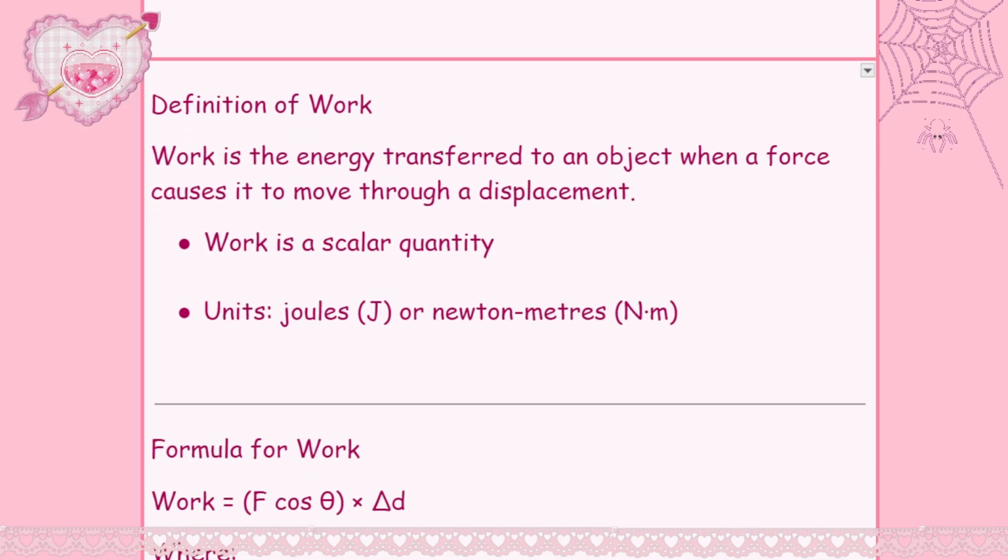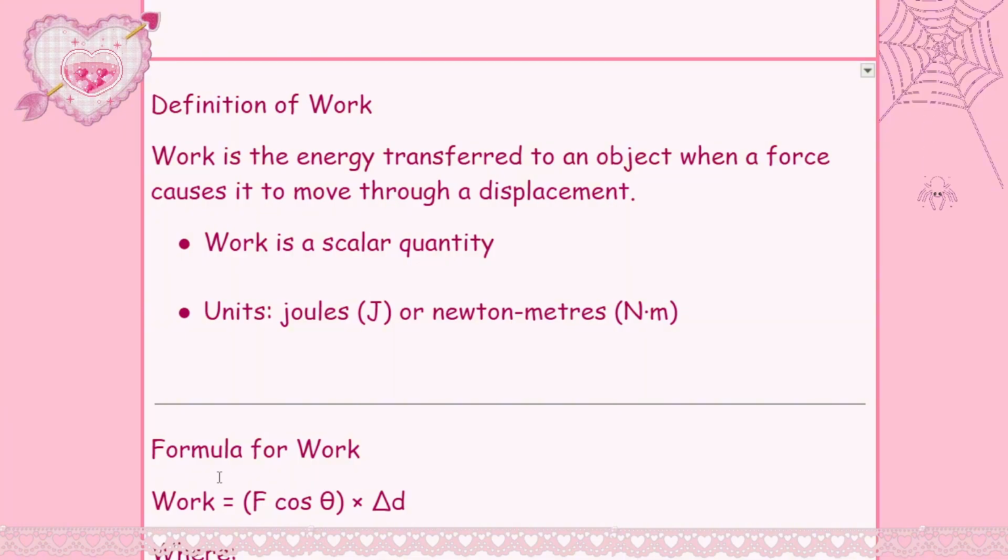So work is a scalar quantity, there is no direction applied to it, and its unit is joules, or newton meters. If you were to derive it, you would see that newton meters is equal to the joules. So we just want to know how much energy we are giving an object when we apply a force to it, and because of that force, we can cause some sort of movement to be done.